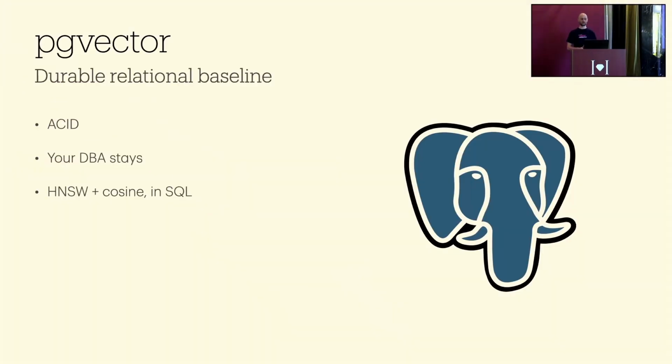So the first one, pgvector. The philosophy here is having a durable relational database. You take Postgres, which you probably already have, install one extension, and you get a vector column of HNSW type. Your DBA doesn't quit, an important point, and this is the version running for the fashion client.